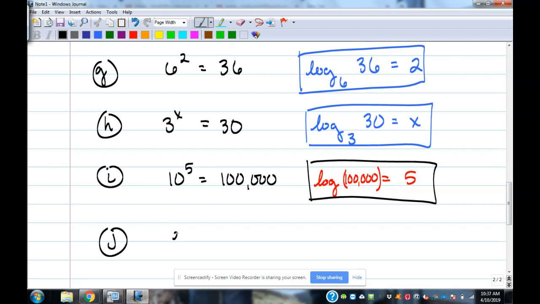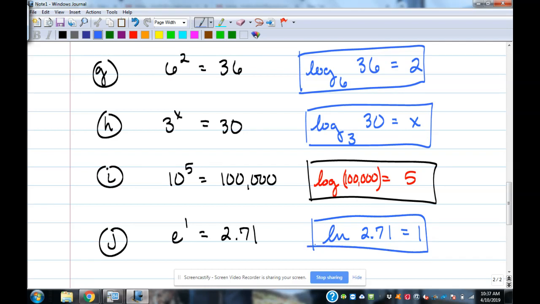All right. Let's do e to the first, 2.71. So there's that e. So what log do we use? Natural log of 2.71 equals 1. Now, I will count off if you write log base e, because that's not an accepted format. Log base 10 is accepted, but natural log and log base e, even though they're the same thing, log base e is not a notation that is accepted.